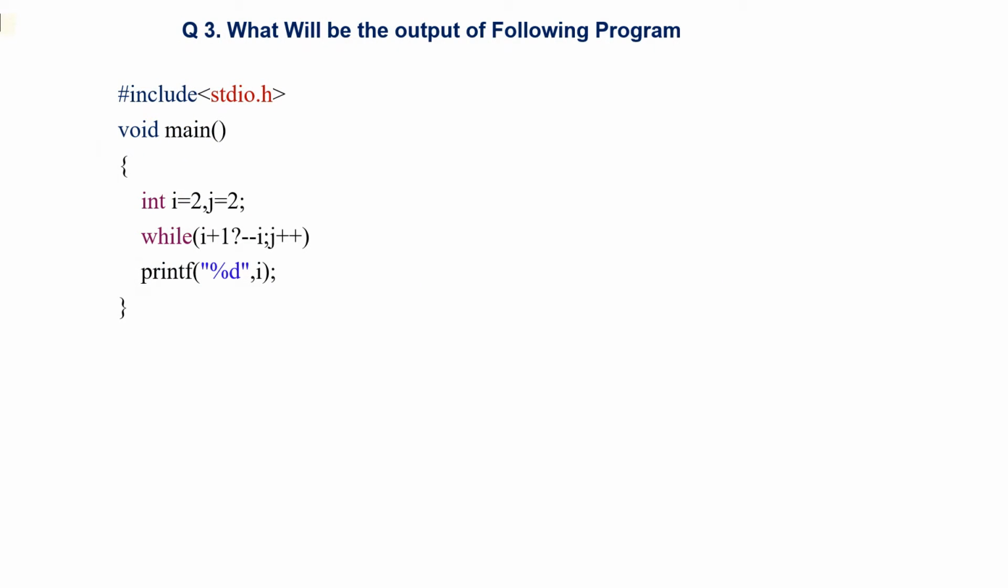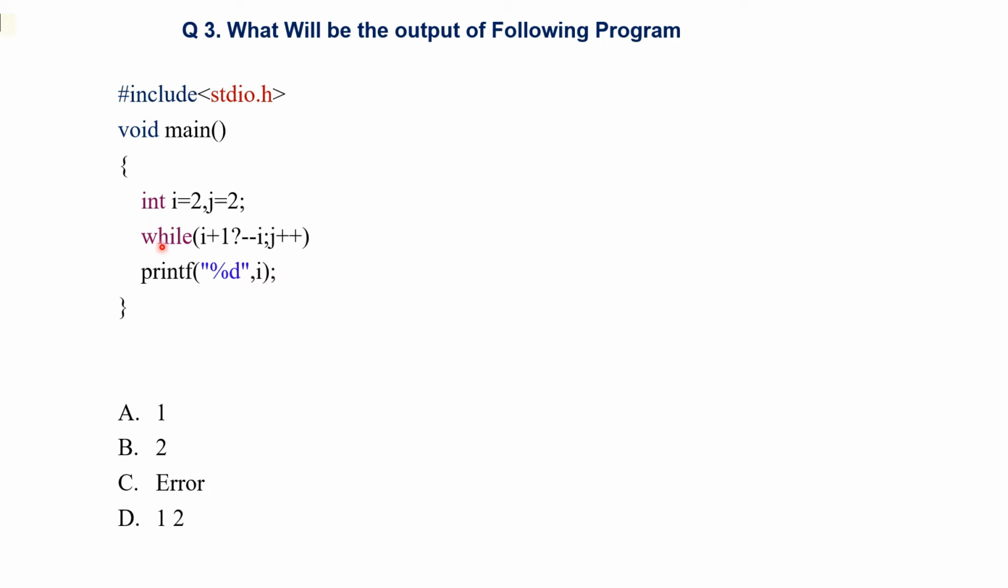So let us consider our next question, where you have to tell the output of this program. And these are the options from where you have to select one correct answer. So let us see what output will be generated with this program. So here in this program, integer variables I and j are declared and they are initialized with the value 2.